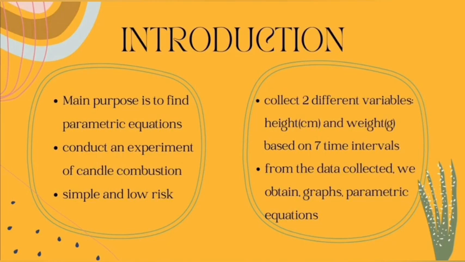The main purpose of this assignment is to find parametric equations. In order to obtain the parametric equation, we've conducted an experiment of candle combustion. We chose this experiment because it is simple and low risk since we are not able to use any lab due to MCO. From the experiment, we collected two different variables, which are height in cm and weight in gram, based on 7 time intervals. From the data we collected, we then plot the graph and obtain the parametric equation.